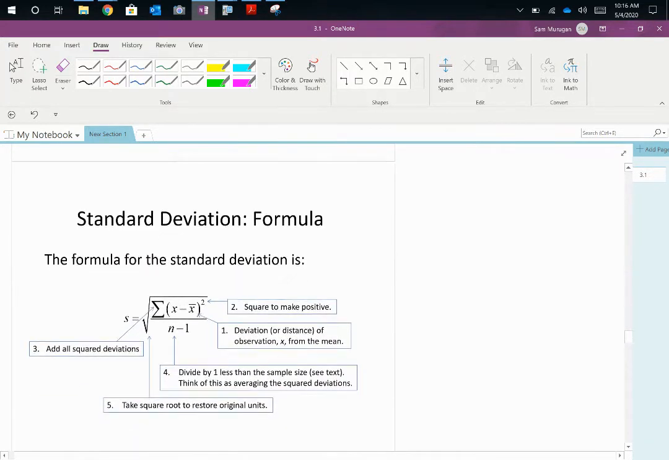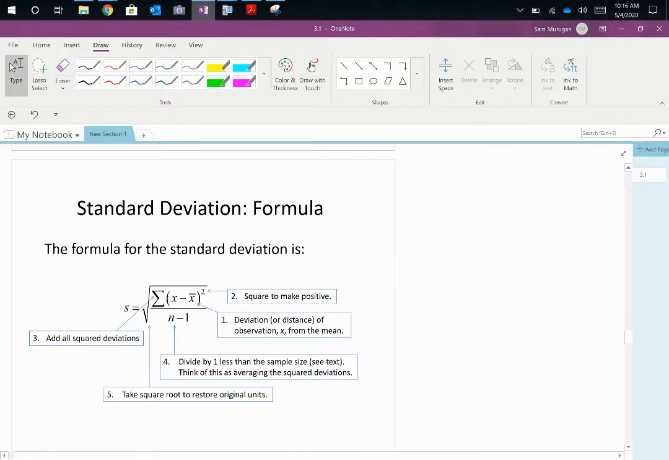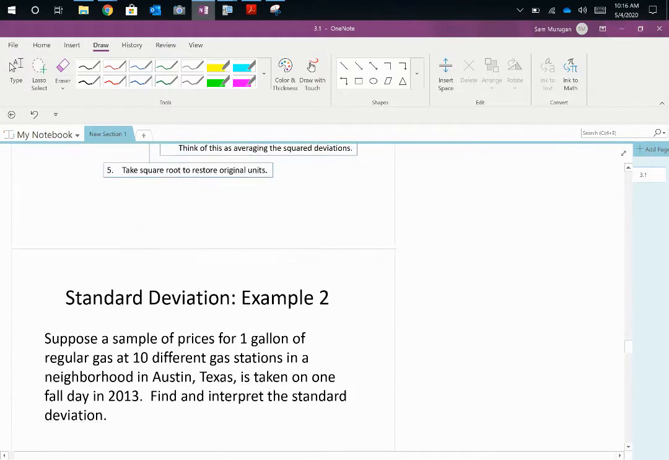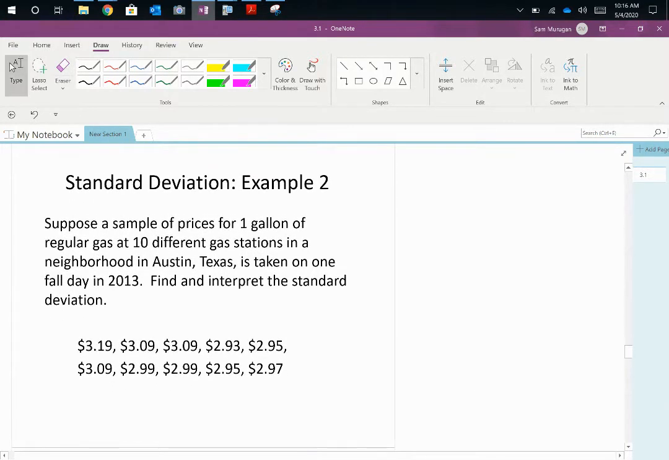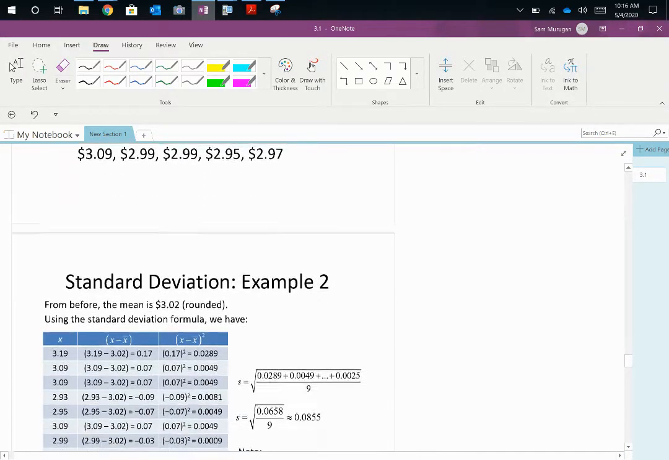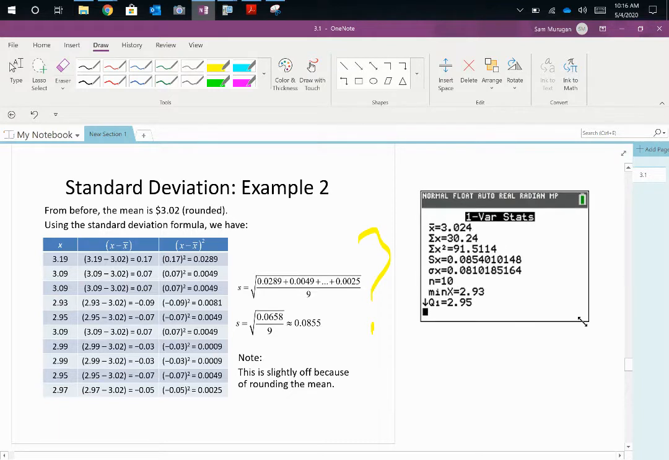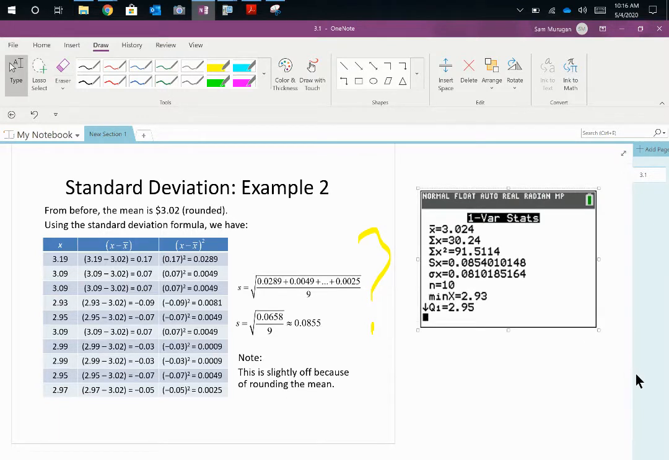Now, standard deviation uses a formula. I'm not going to describe this formula to you because it's very complex, and if we used that formula for the example that we did before, this is the amount of calculation that we would need to do to compute standard deviation. Well, that standard deviation is already found in our calculator. We don't need to do all of these calculations. That would be a complete waste of time.